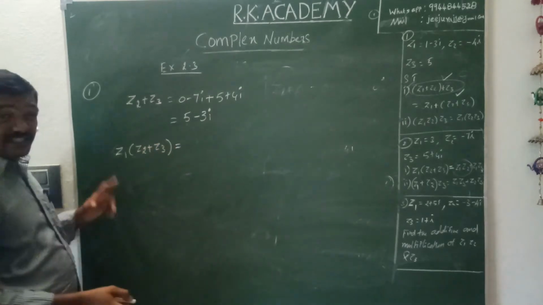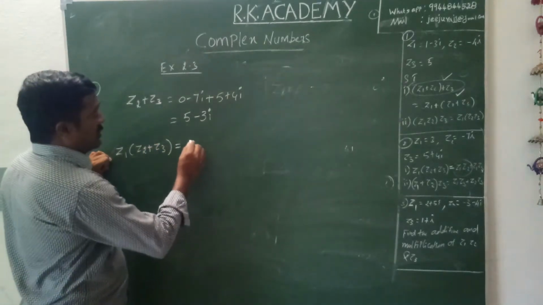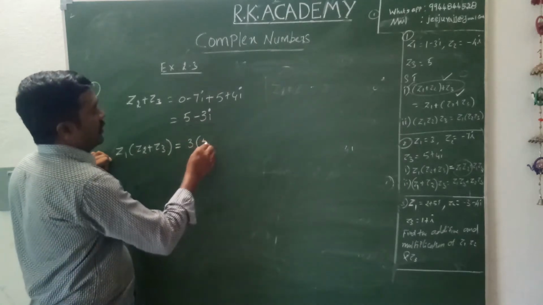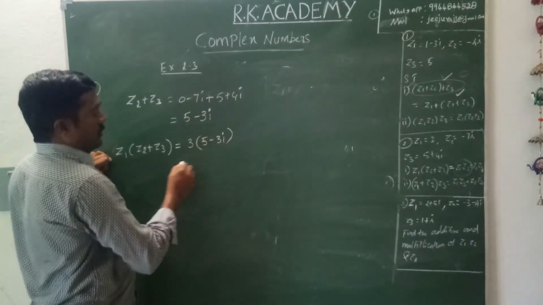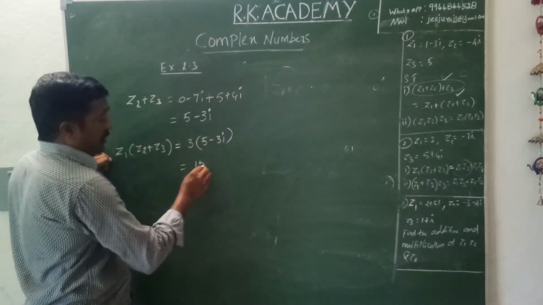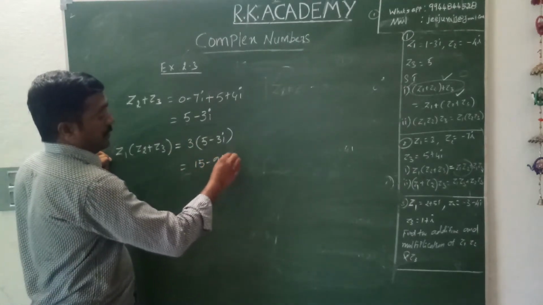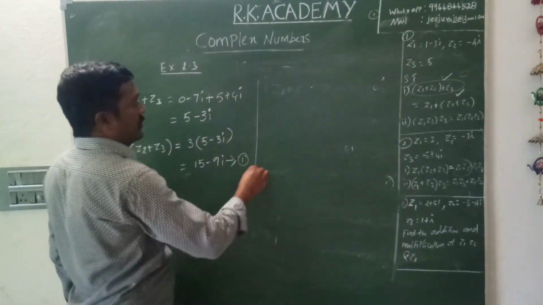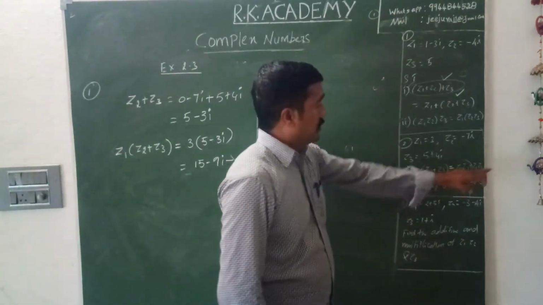What will happen? What is Z1? Z1 is 3 into, what about Z2 plus Z3? 5 minus 3i. So 15 minus 9i. Yes. You take this one as first. It's LHS. What about the RHS?